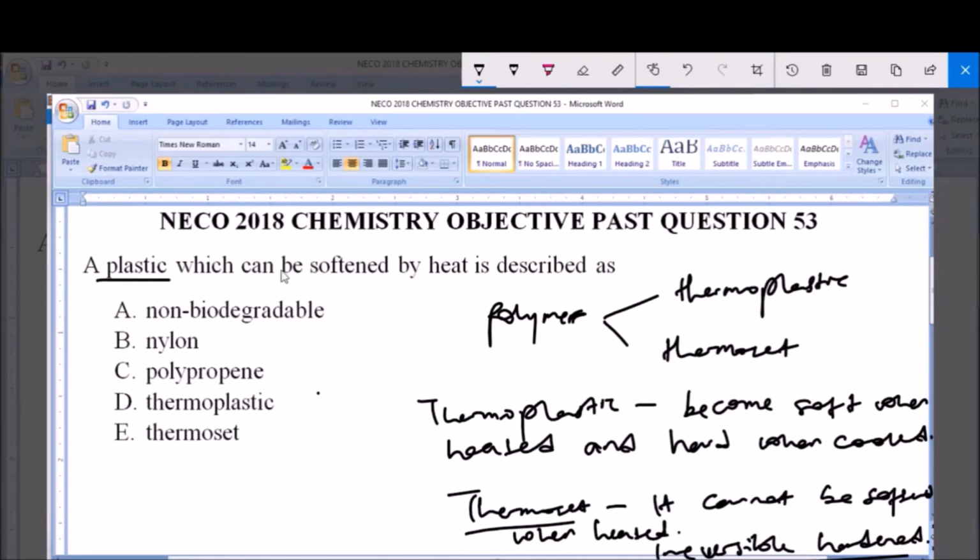So the plastic which can be softened by heat is described as the thermoplastic, which is option D. Like I have described, the thermoplastic is the plastic that has the ability to become soft when heat is applied and hard when cooled, and this can be done several times. So the answer to this question is option D, thermoplastic.